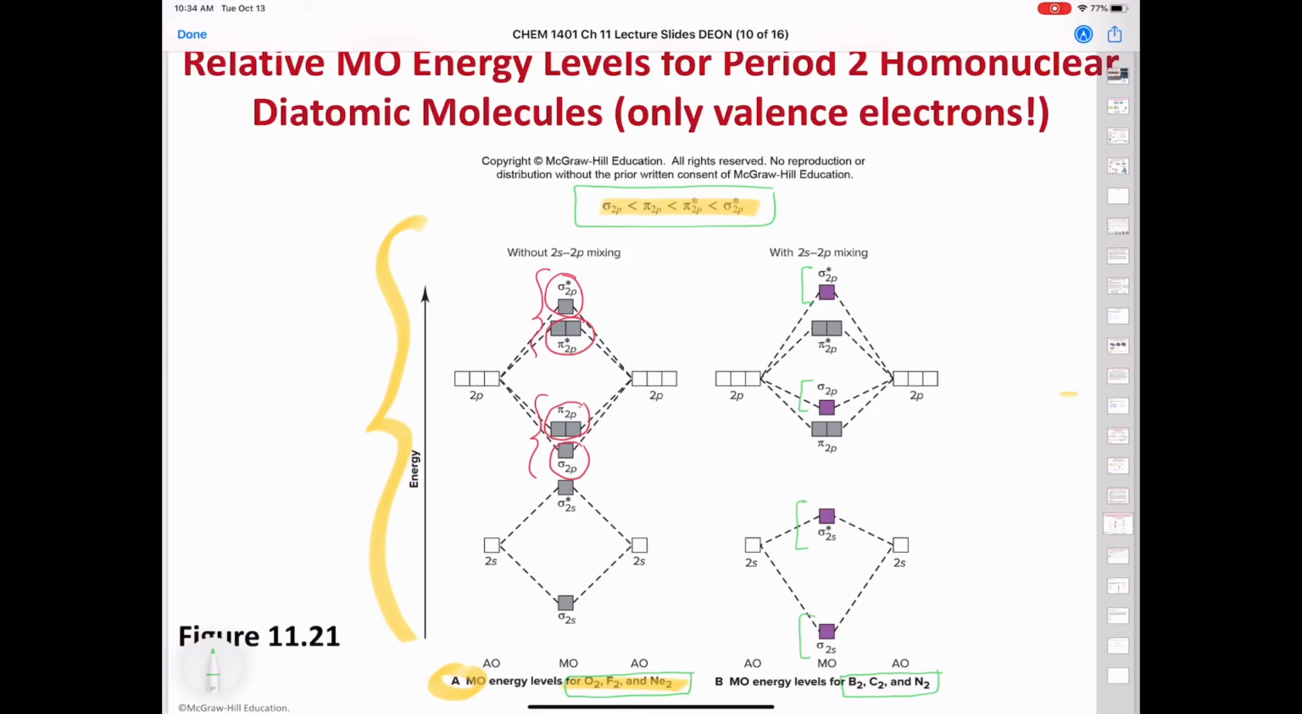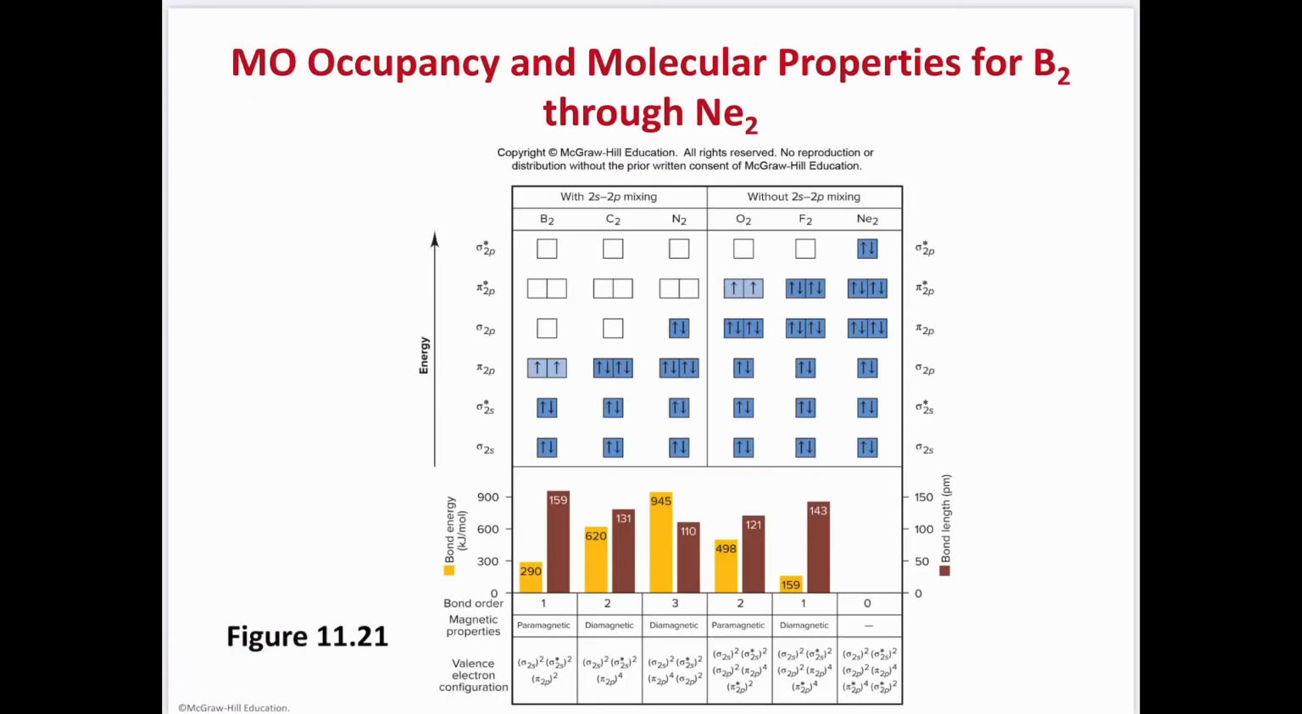The molecular orbital diagram for B2, C2, and N2 thus reflects this mixing. The only qualitative difference from the molecular orbital diagram for O2, F2, and Ne2 is the reversal in energy order of the sigma 2p and the pi 2p molecular orbitals, which follows this order that I have shown in green right here. This figure shows the molecular orbitals, electron occupancy, and some of the properties from B2 through to Ne2.